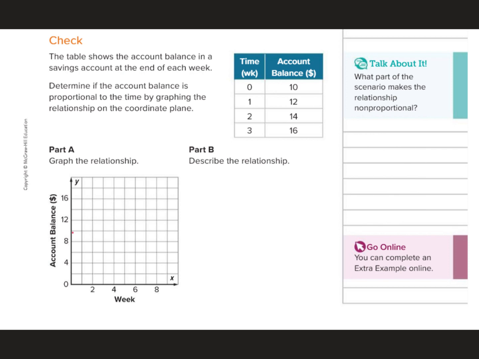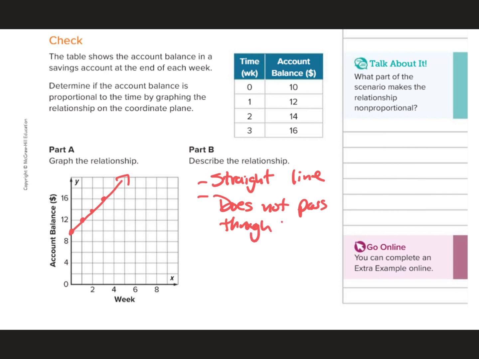All right, let's graph these points. We have 0, 10, which would be right here. 1, 12, which would be right there. 2, 14, and 3, 16. If we connected those, it would go just like this. So if we describe this relationship, you should have said it is a straight line. It does not pass through the origin. So even though it's a straight line, it doesn't go through the origin, which means this is a non-proportional relationship.